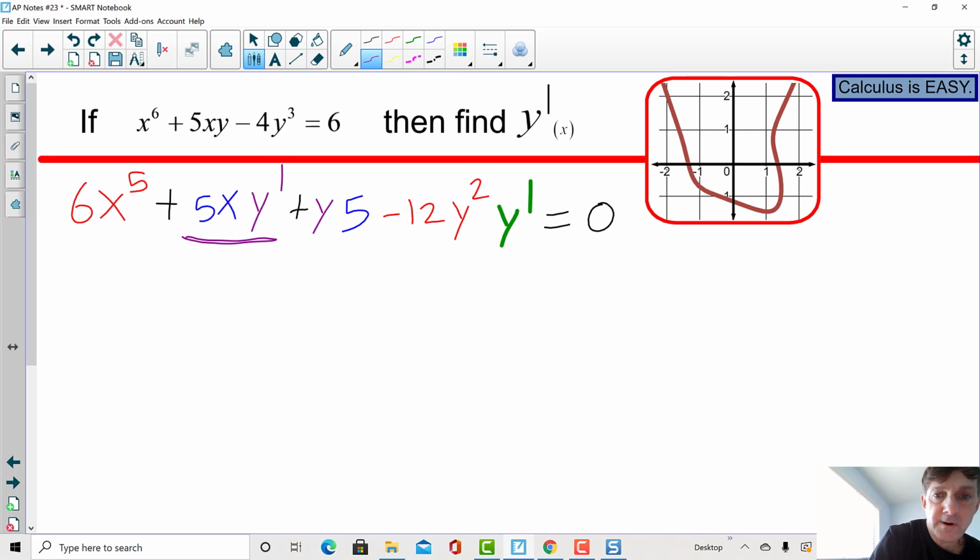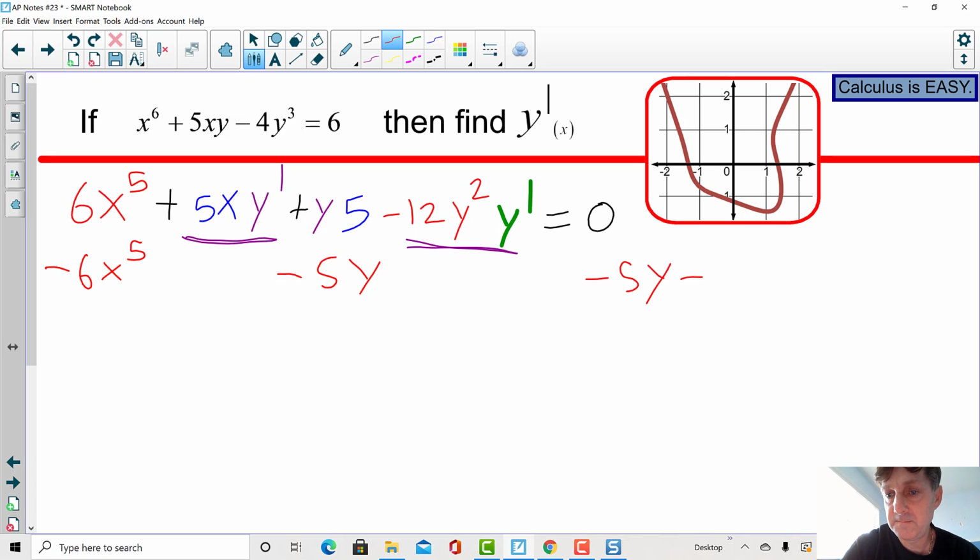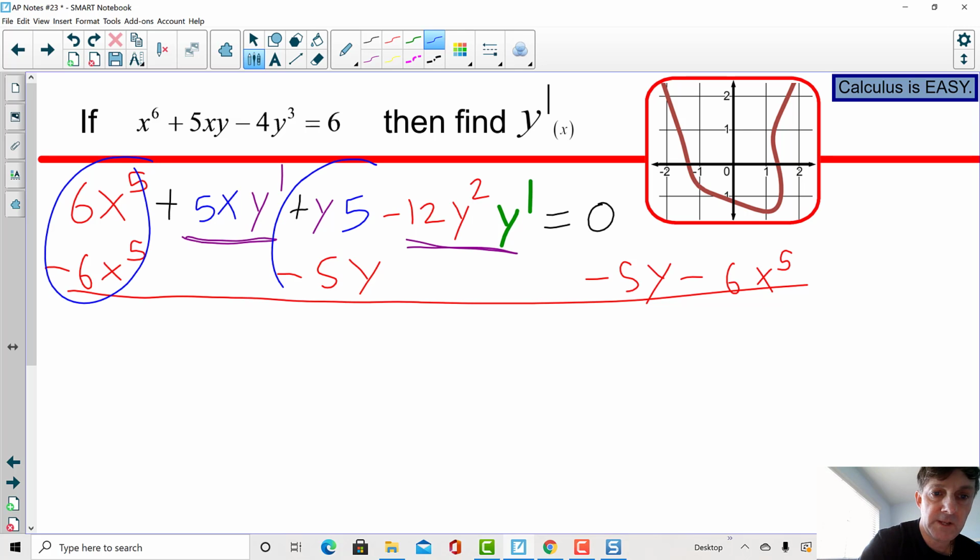Okay, this piece has a y prime, and so does this piece. So we want to leave those on the same side. We're going to want to get rid of this 5y. So we'll subtract 5y from both sides. We're going to want to get rid of this 6x to the fifth. So we subtract 6x to the fifth from both sides. This is going to cancel. This is going to cancel.